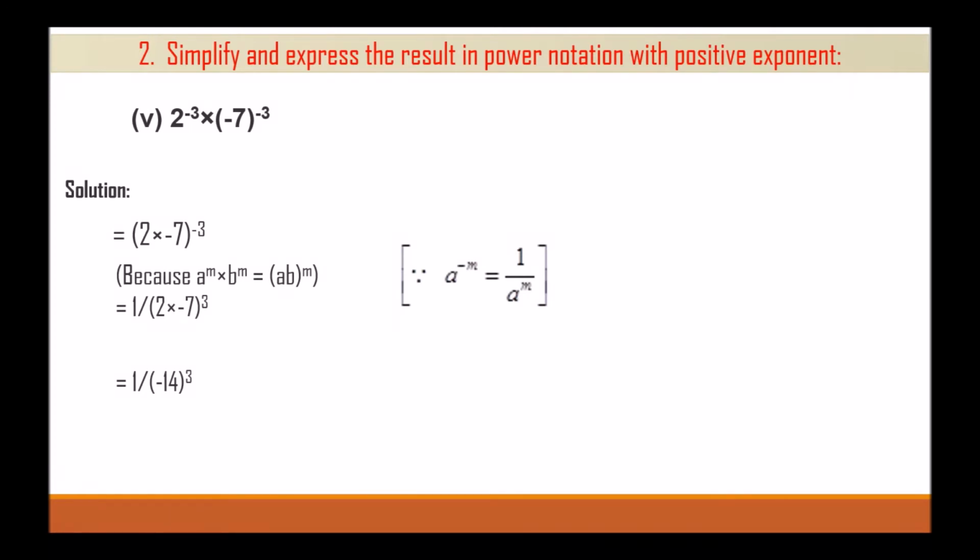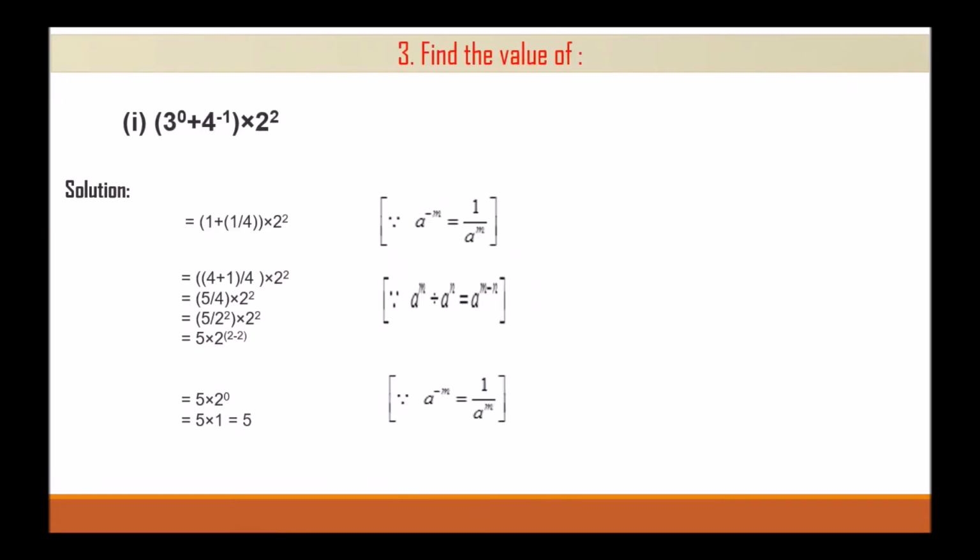Next, 2 raised to minus 3 into minus 7 raised to minus 3. So 2 into minus 7 whole bracket raised to minus 3, because a raised to m into b raised to m equals a b whole raised to m. So 1 upon 2 into minus 7 raised to 3, that is 1 upon minus 14 raised to 3.